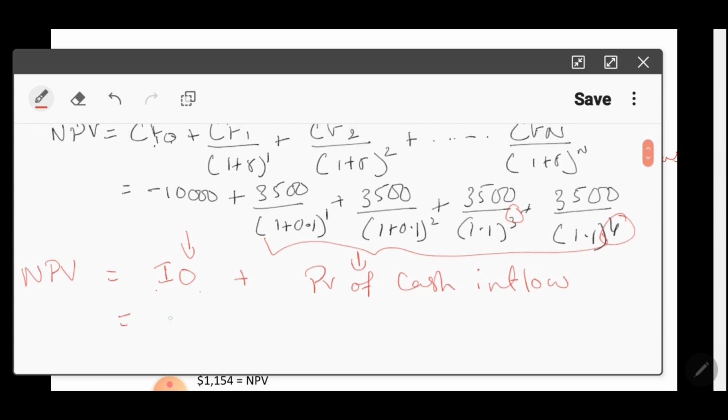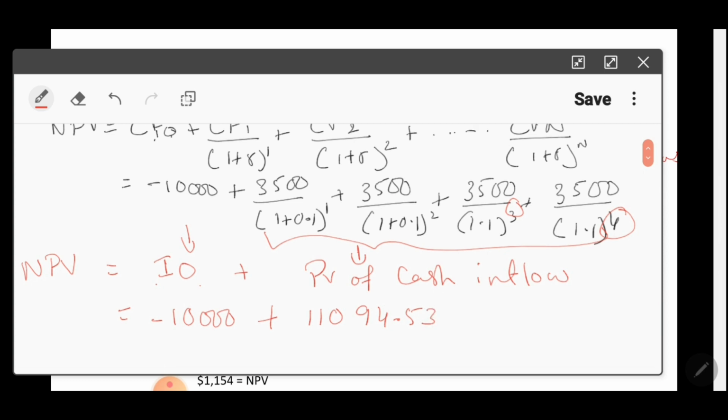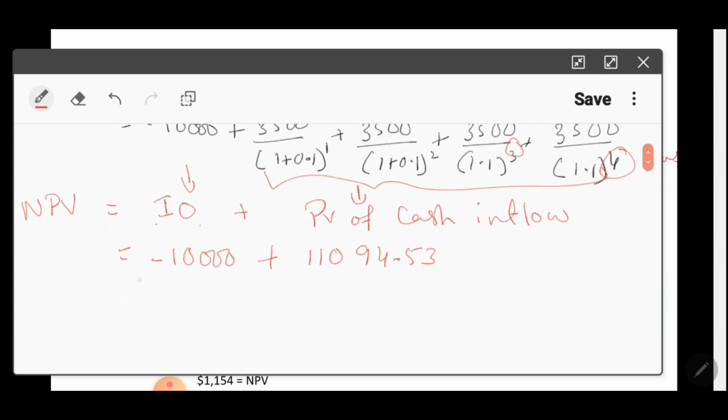So let's solve this. This is 10,000, and if you solve this, your answer is coming 11094.53. So if you solve this, you get 1094.53, again a positive NPV. So this is the NPV for project A.